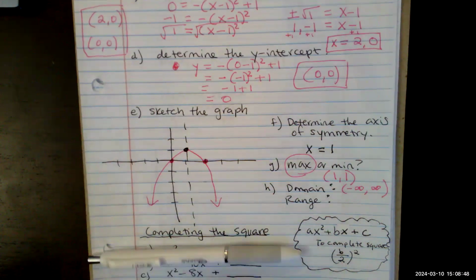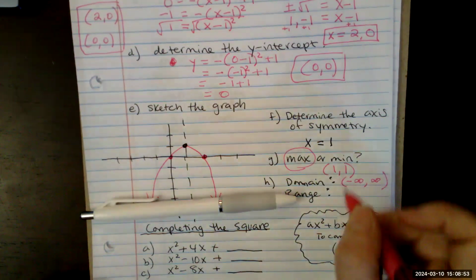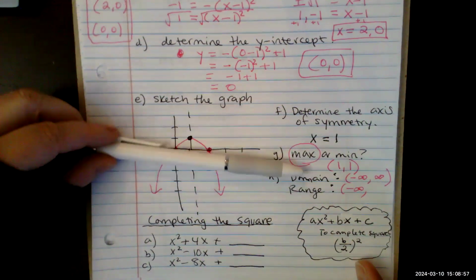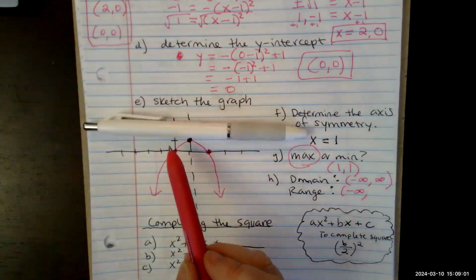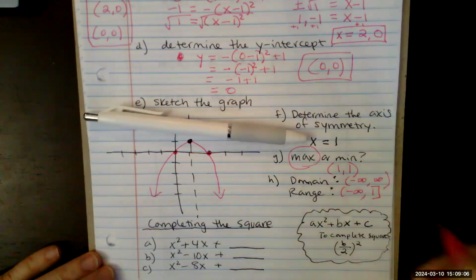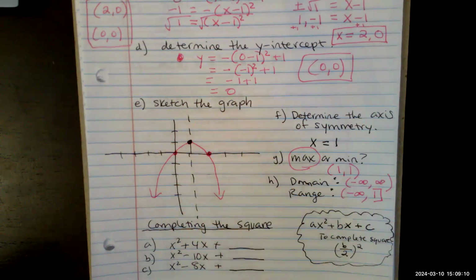For the range, if I start at the bottom, I hit an arrow, which means it goes forever in that direction. So I'm coming from negative infinity. If I hit another arrow at the top, I'm going to infinity, but I don't. This graph stops exactly at 1. Make sure you have a bracket because there's no open circle there.